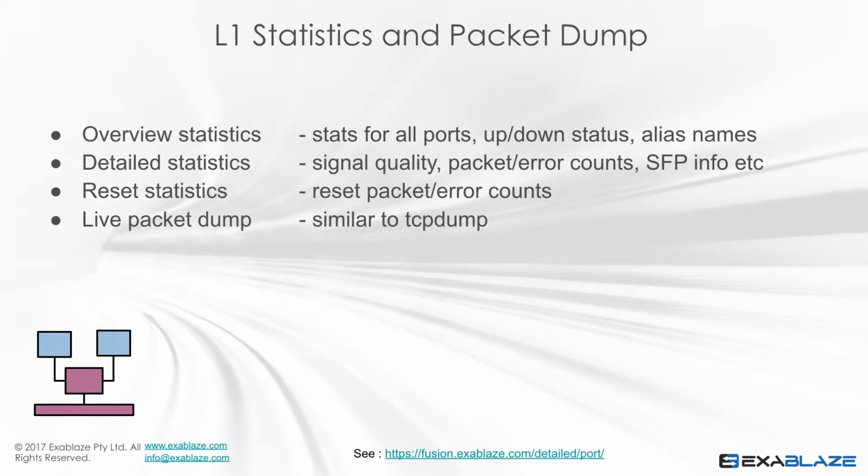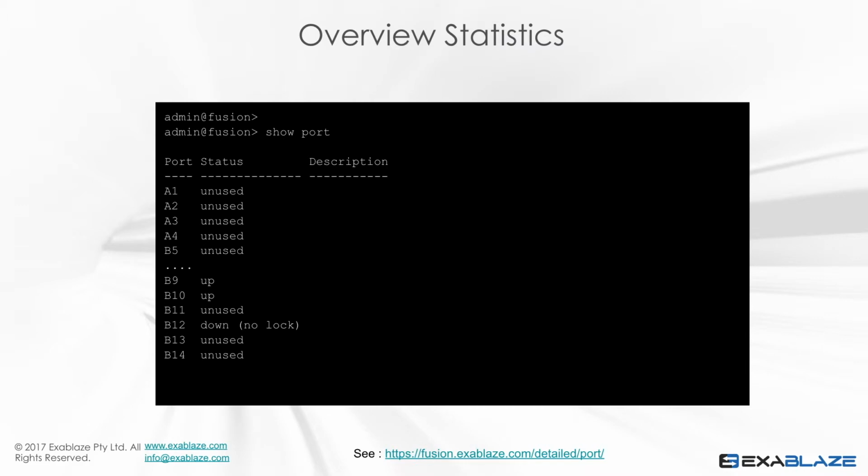The final major feature of the layer 1 mode of the Fusion device is its statistics and packet dump features. The device can provide overview statistics, including statistics for all ports, up-down status, alias names, and so on. It can also provide detailed statistics for each port, including signal quality, packet and error counts, SFP information, and so on. Those statistics can be reset, and the device can also provide live packet dumps.